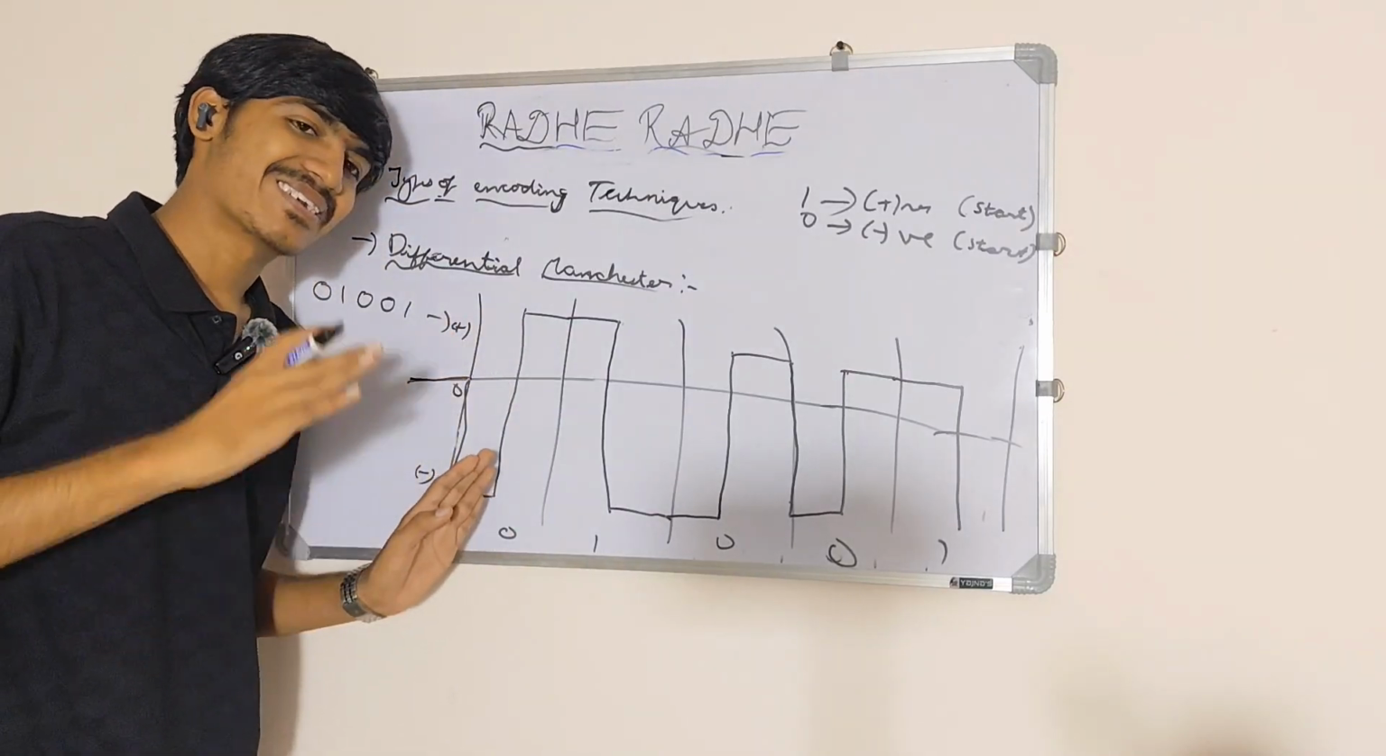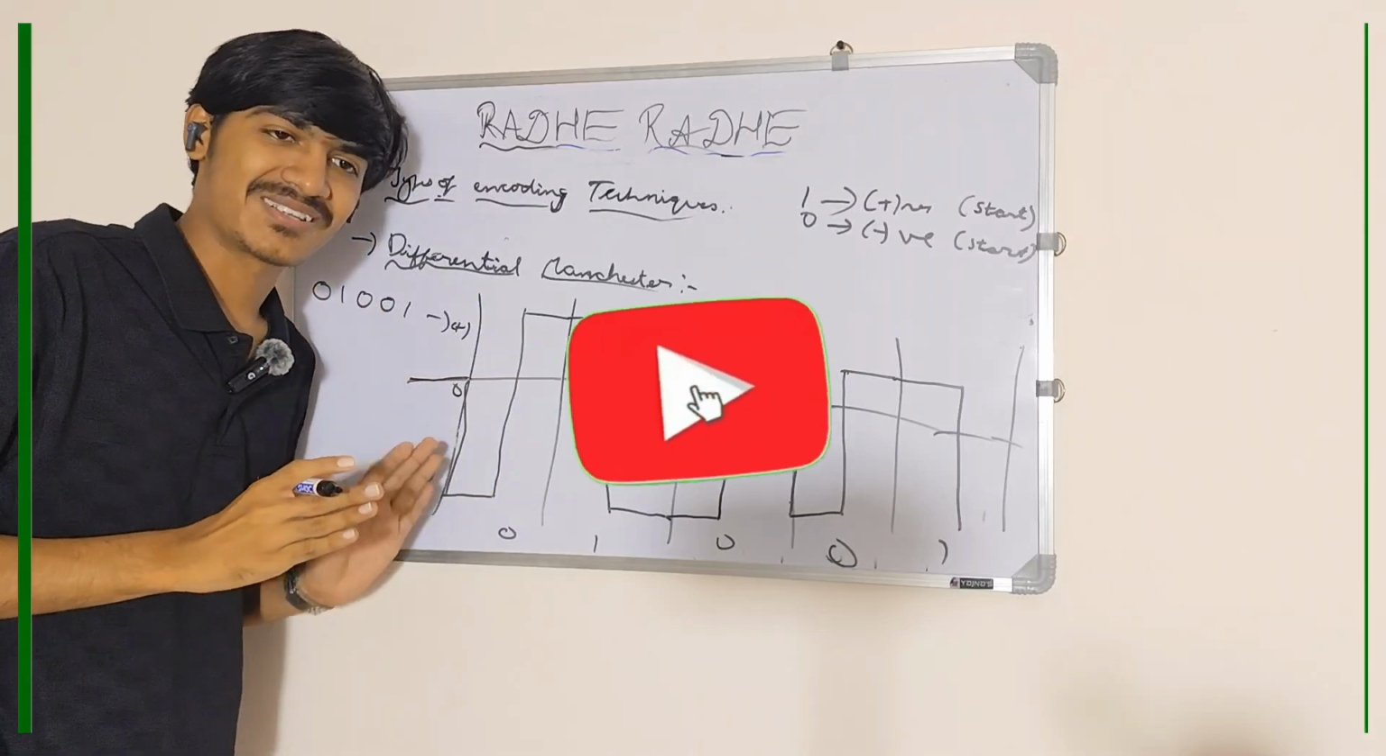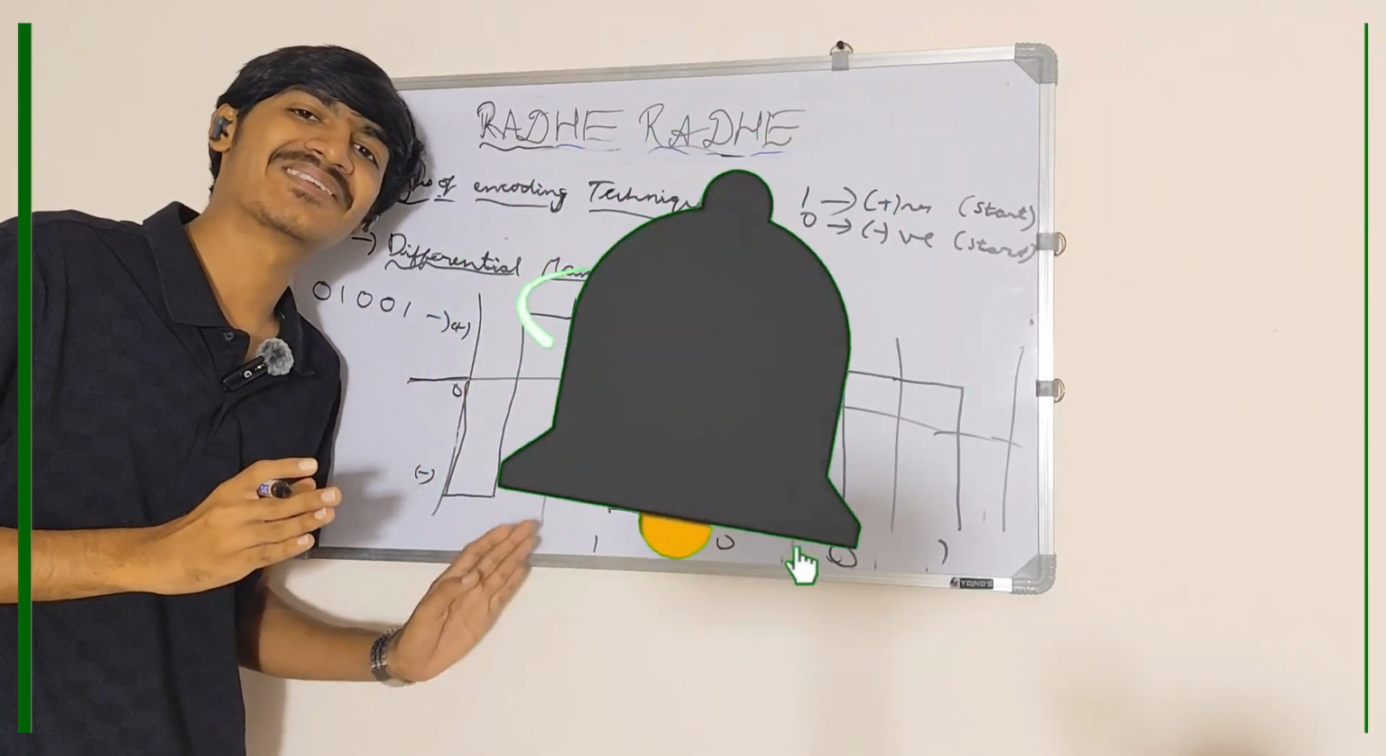That is differential Manchester. Now think generally: even if polarities got changed, here the signal will remain the same.